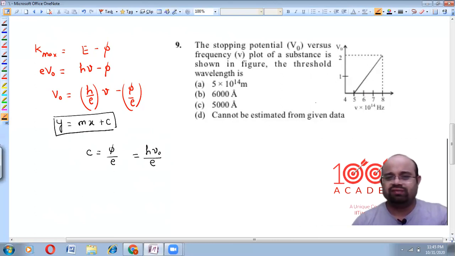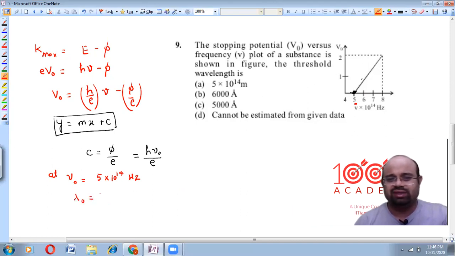So in this graph, the stopping potential is 0 when the frequency is 5 into 10 raised to power 14 hertz. From this point on the graph, at the threshold frequency nu naught, the threshold frequency is equal to 5 into 10 raised to power 14 hertz, because this is the frequency at which the photoelectric emission starts. Before this frequency, no emission, so no stopping potential is required.